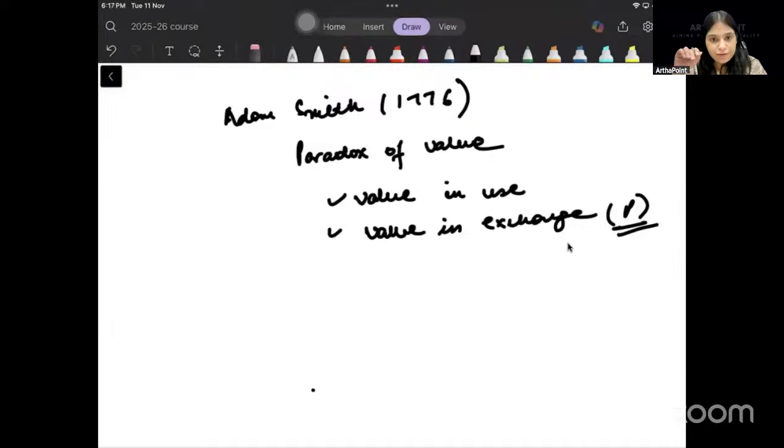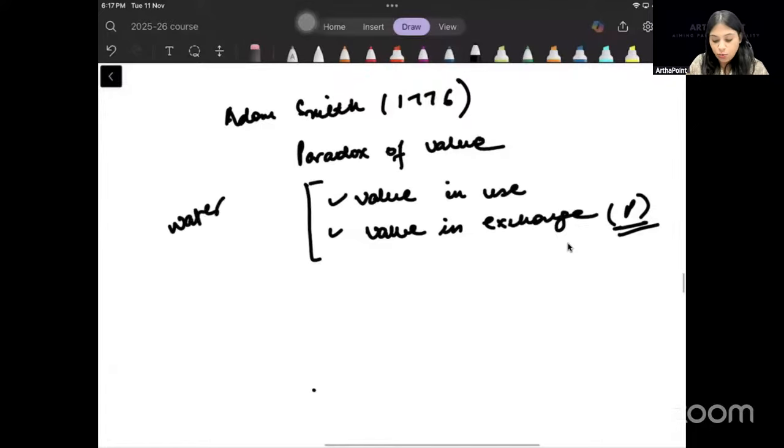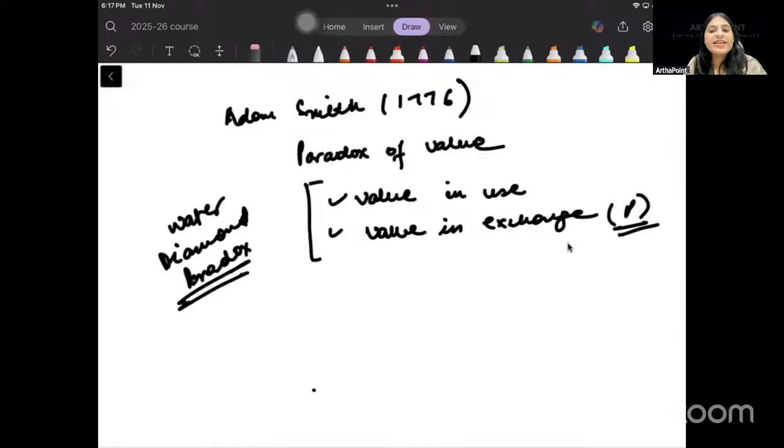So from here only, we can distinguish between the value of water and the value of diamond. And I hope all of you know the water diamond paradox, in which we ask why necessities like water have a low price while luxuries have a high price. So this is the first thing, where we talk about Adam Smith.